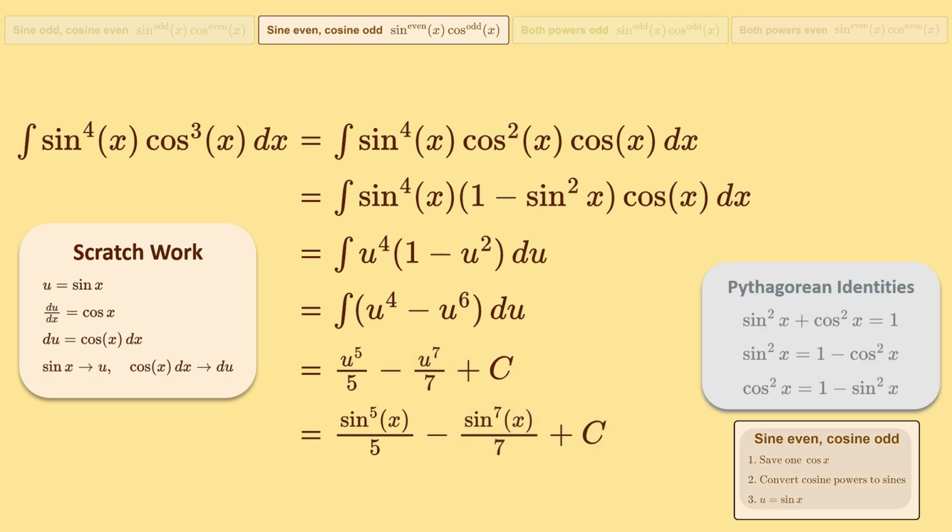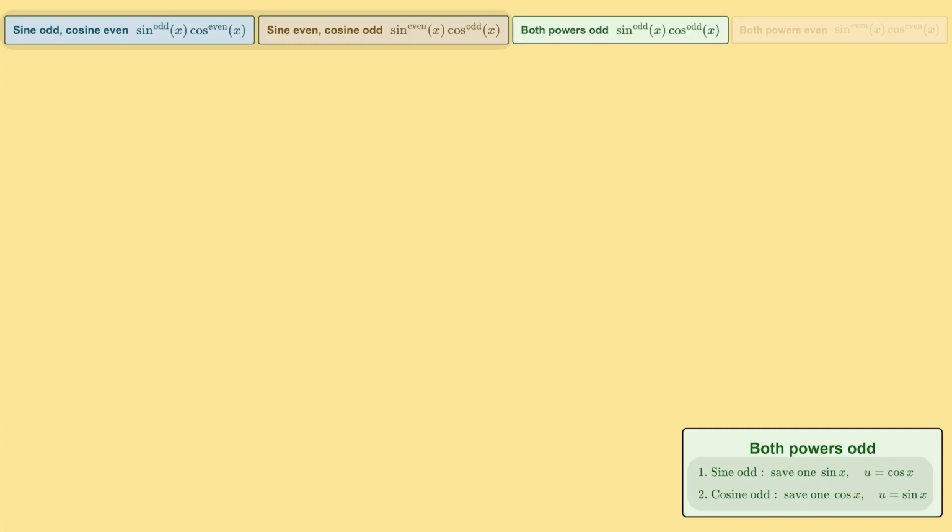So in the second case, if the cosine power is odd, save one cosine to the side, convert the rest of the cosine powers into sines, and use u equals sine of x to do u substitution. Now, what if both powers are odd? If both powers are odd, then either of the previous two methods will work.